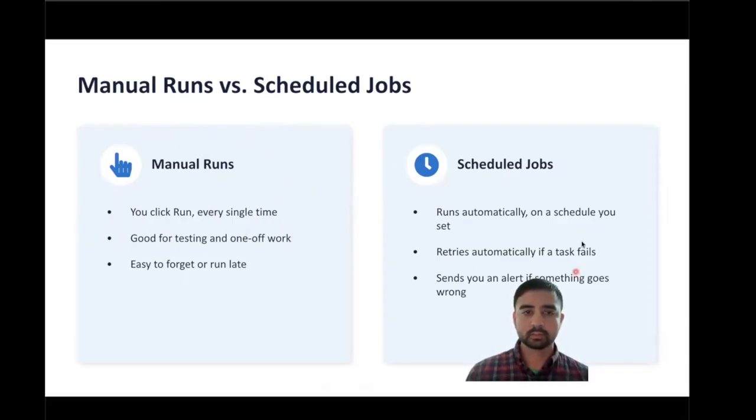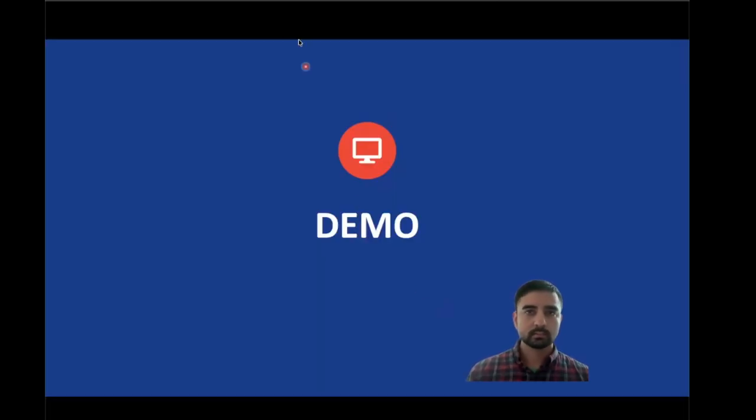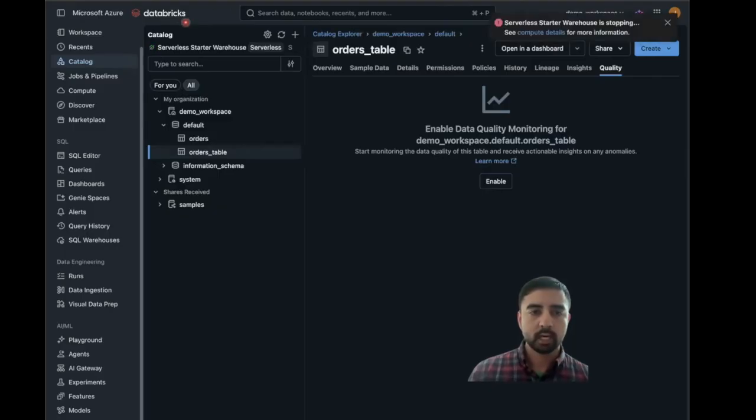Scheduled jobs run automatically on a schedule. You set it so it happens reliably every time, it retries automatically if a task fails, handling transient issues without you having to step in, and it sends you an alert if something goes wrong so failures don't go unnoticed. So let's jump into the demo. We have our orders table that we created.